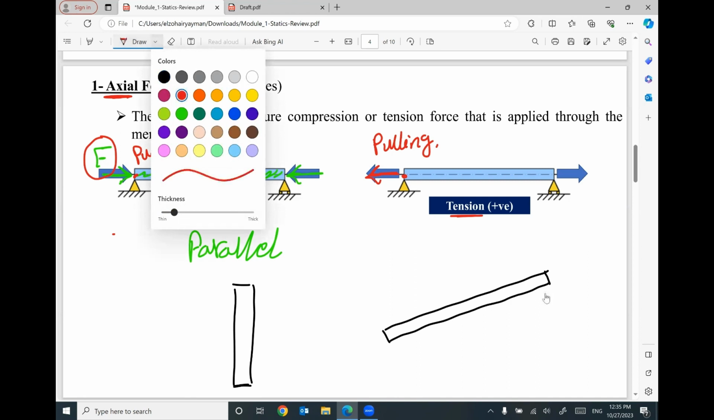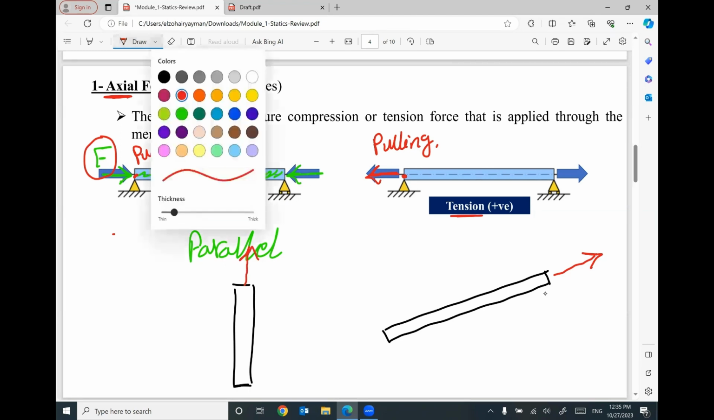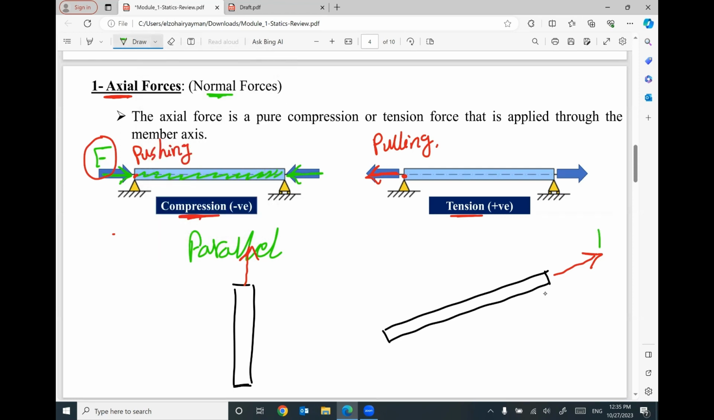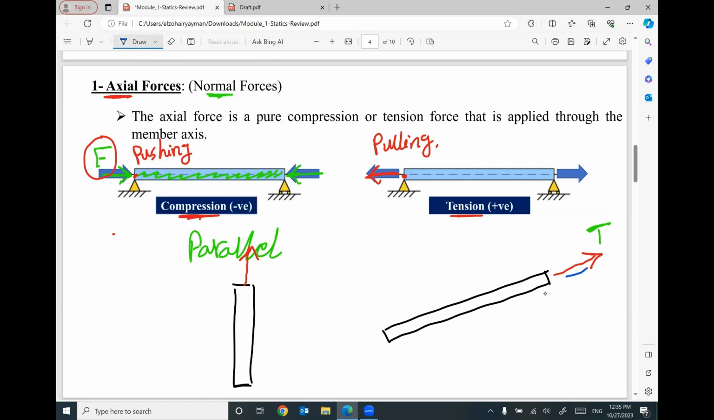The force that will cause axial force is a force parallel to the beam. Sometimes this force is tension like this one. Sometimes your force is compression like this. Tension means pulling, compression means pushing.